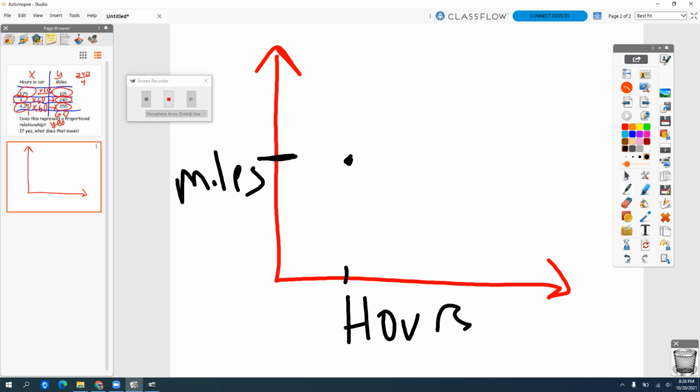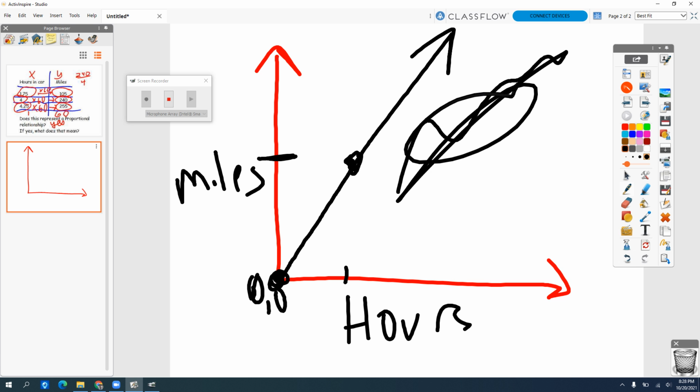So here's the answer. When you have a proportional relationship, number one, the line is going to go through the point 0, 0, because that actually makes sense. If I go 0 hours, I'm not going any miles. But the other thing they should have said is it should have been a straight line, a completely straight line. It wouldn't have been like this. It wouldn't have been curved. It would be a completely straight line that goes through 0, 0.